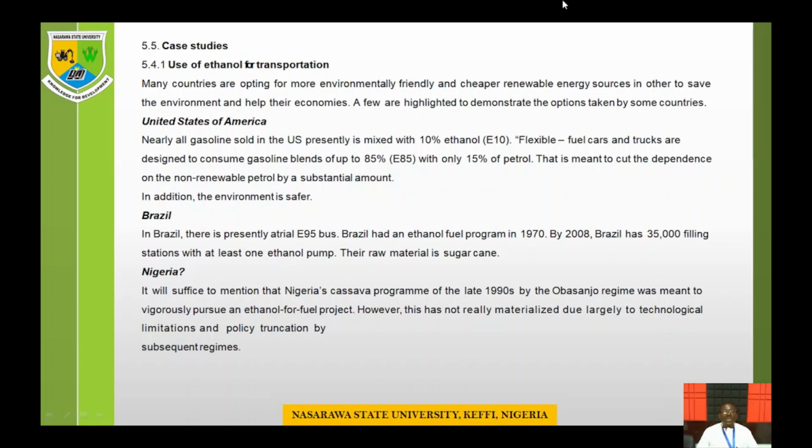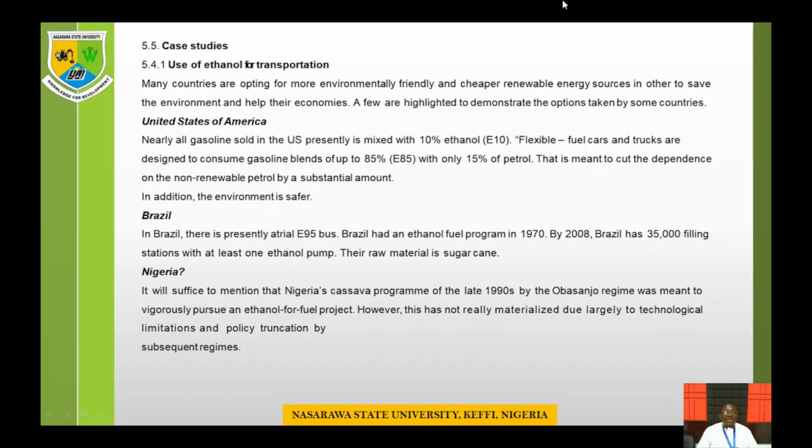So what science, or what energy advocates, are doing is to reduce the hydrocarbon content and replace it with more friendly, less carbon content options, ethanol. So when we hear E85, it means only 15% of hydrocarbon, or petrol or diesel, is in the blend. The second case study is Brazil.